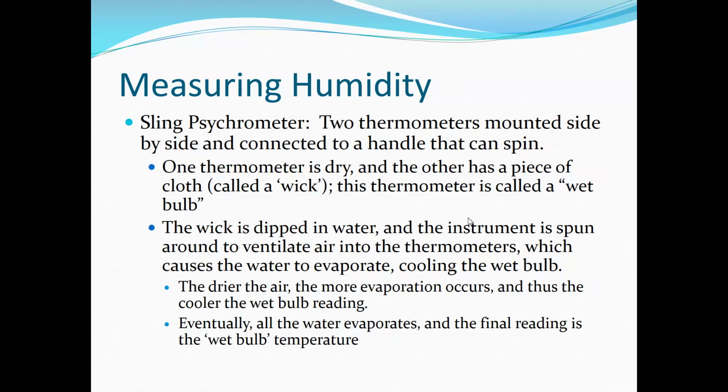So again, going back to this idea, you have two thermometers. One is dry, we call that the dry bulb. The other has a cloth, that little wick on it, that's called a wet bulb. We dip the wick in water and then we swing the thing around. As we swing it around, that causes the water to evaporate, cooling the temperature on the wet bulb. The drier the air is, the more water will evaporate, the cooler the temperature is. And so the greater the difference between that dry bulb and that wet bulb, the drier the air is. If the air is really moist, we don't really get a whole lot of drying.